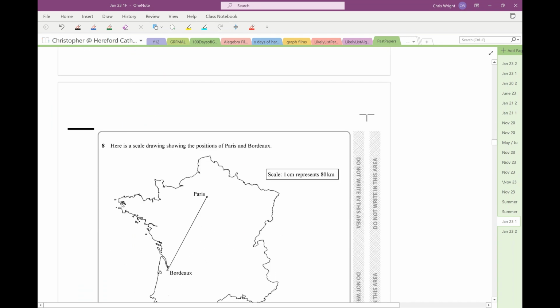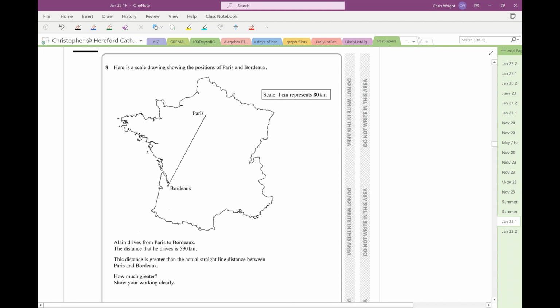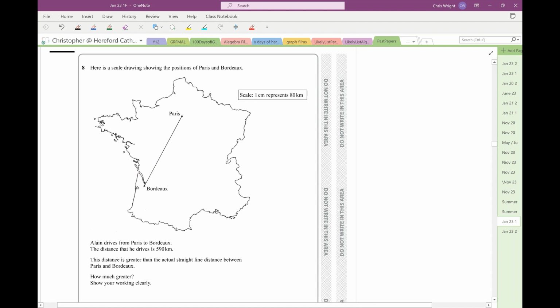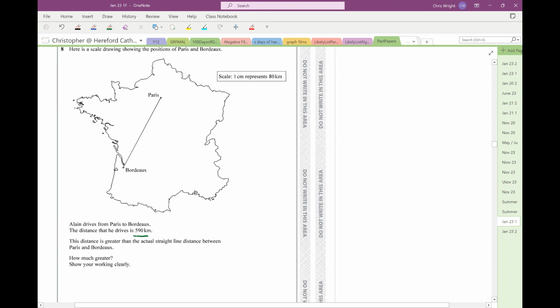Question 8. Now I have a feeling I won't be able to do this on the screen. Let's have a look. Here is a scale drawing showing the positions of Paris and Bordeaux. Okay. Alan drives from Paris to Bordeaux. The distance that he drives is 590 kilometers. The distance is actually greater than the straight line. Well, that's not surprising because the roads won't be along that straight line. How much greater is 590 compared to the distance on the straight line?